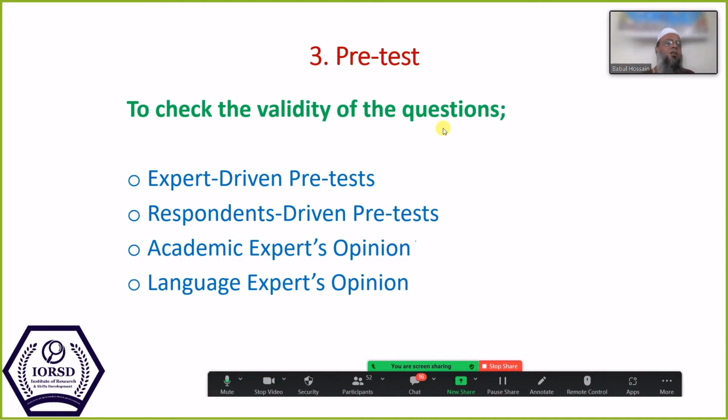It validates your questionnaire. So expert-driven pre-test, respondent-driven pre-test, you have to actually validate your questionnaire from the industry expert, academic expert, respondents, as well as language expert. Language experts observe whether your questionnaire has any ambiguity or not, or double-barreled questions or not. Everything has to be checked, the format and the sequence of the questions. All of these are checked during the pre-test.